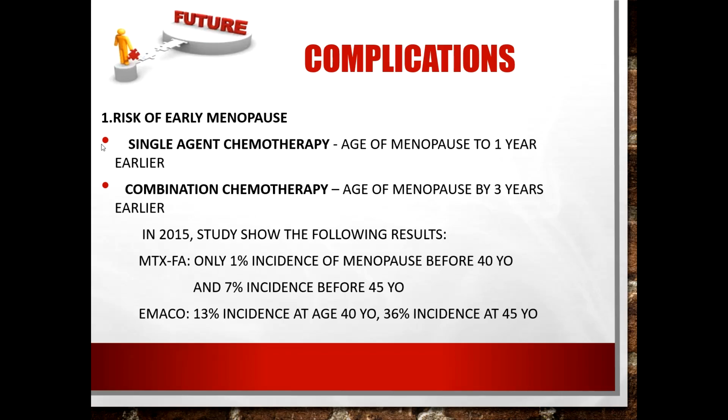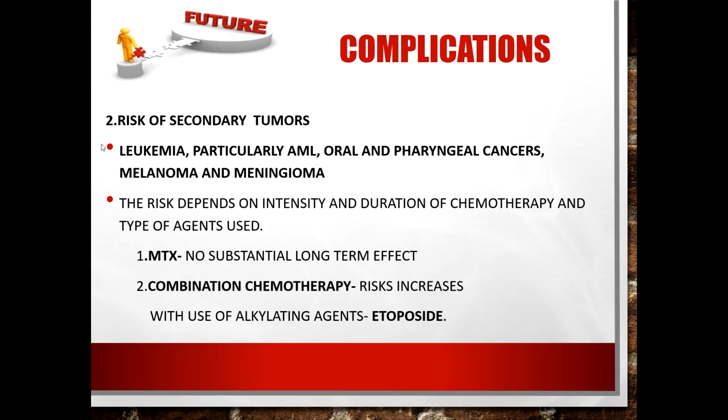Another complication associated with previous chemotherapy is the risk of development of secondary tumors. Secondary tumors such as leukemia, AML, oral and pharyngeal cancers, melanoma, and meningioma were reported to occur after increasing cycles of alkylating agents such as etoposide. The risk depends on the intensity and duration of chemotherapy and the type of agents used.